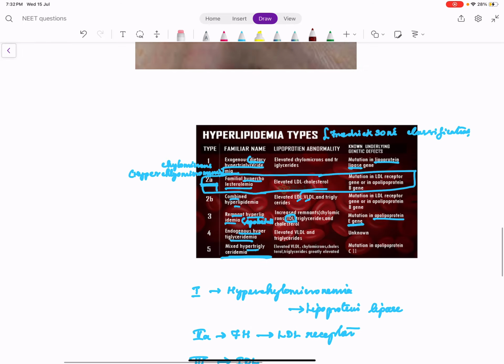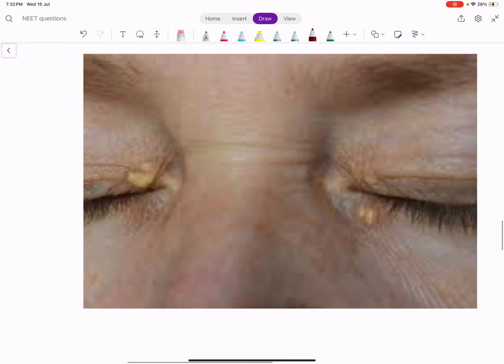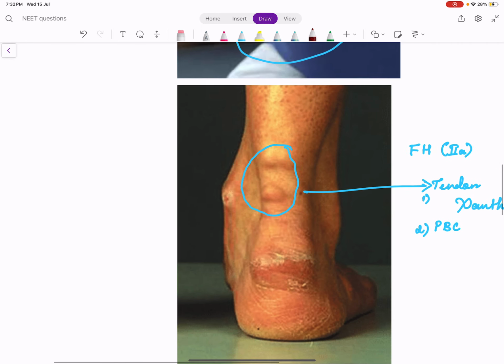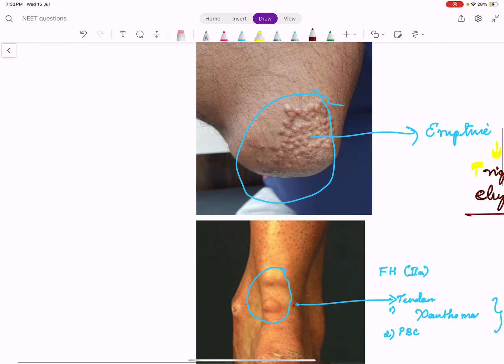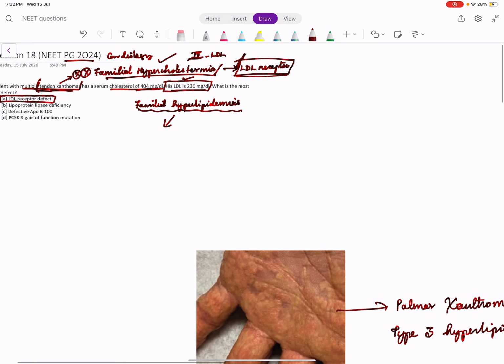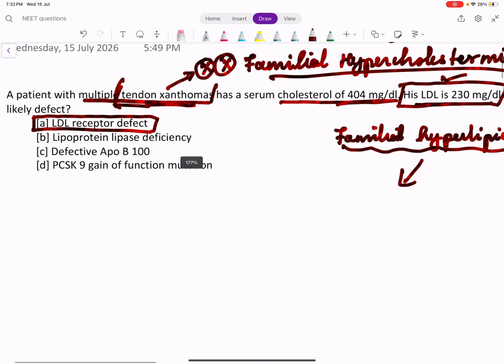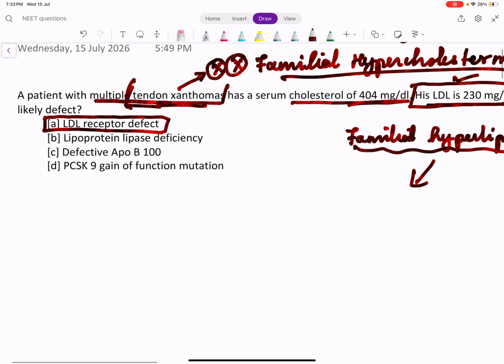Suppose if they give this image, this is called xanthelasma. This is not very typical of a particular type. This occurs commonly in hyperlipidemia, any type. The composition varies. This actually has cholesterol esters. Right, so we'll discuss the other options.